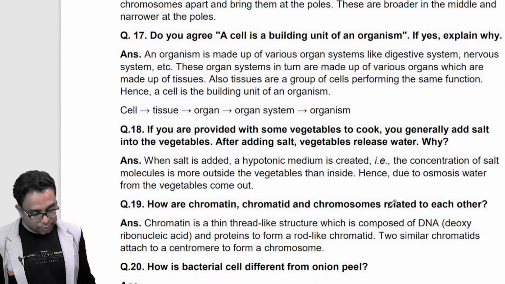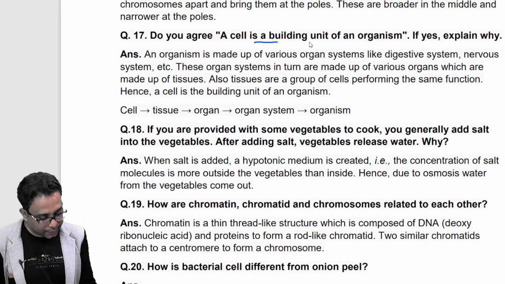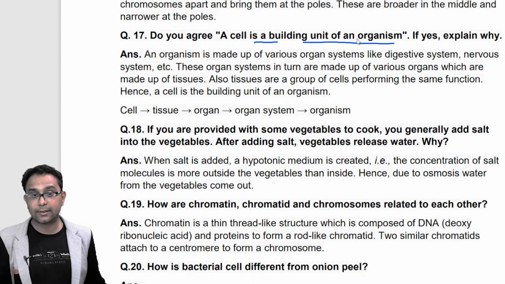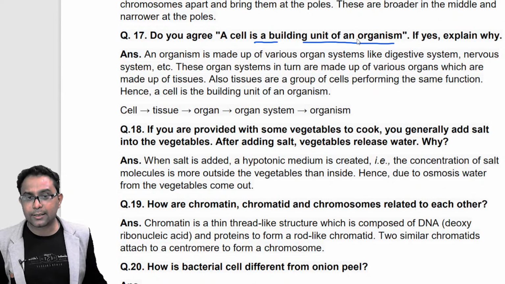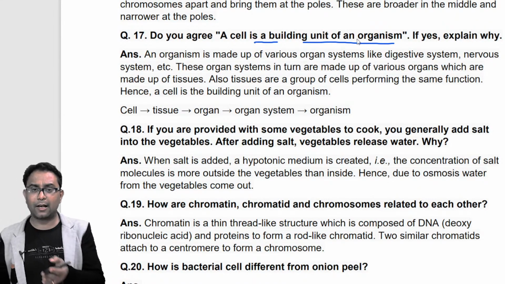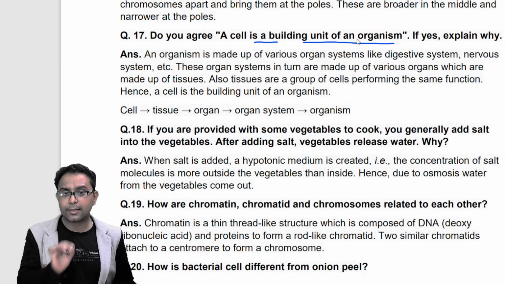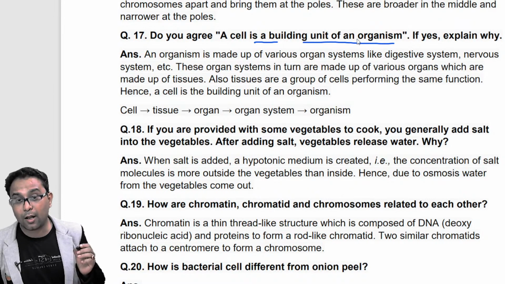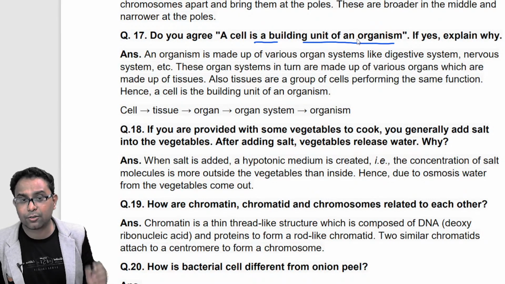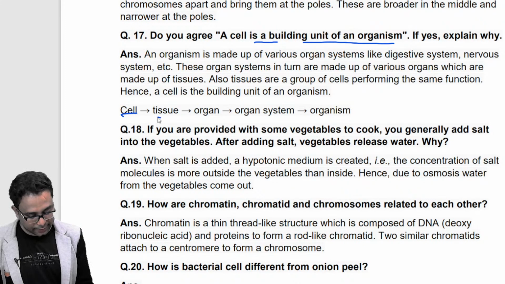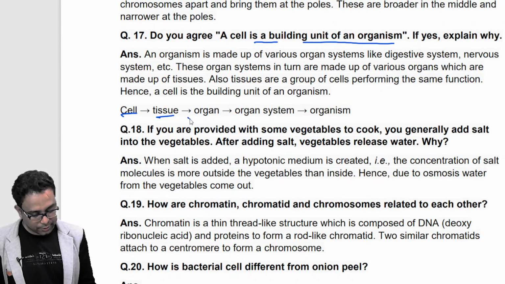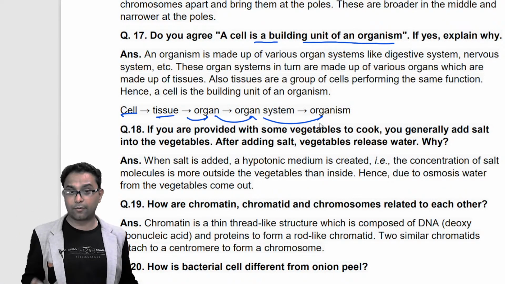Next question: do you agree a cell is the building unit of the organism? If yes, explain why. Any organism is made up of various organ systems, like the digestive system and the nervous system, but these organ systems are ultimately made up of various organs, which are made of tissue. A tissue is made up of cells, right? So cells aggregate and produce tissue, and different tissues aggregate to form organs, next organ systems, next the organism. So it is right.